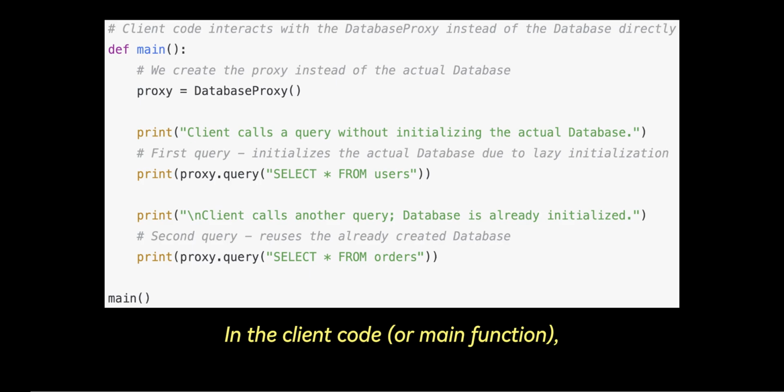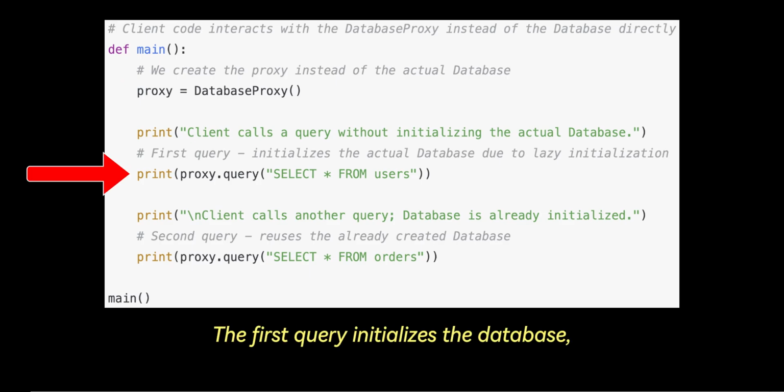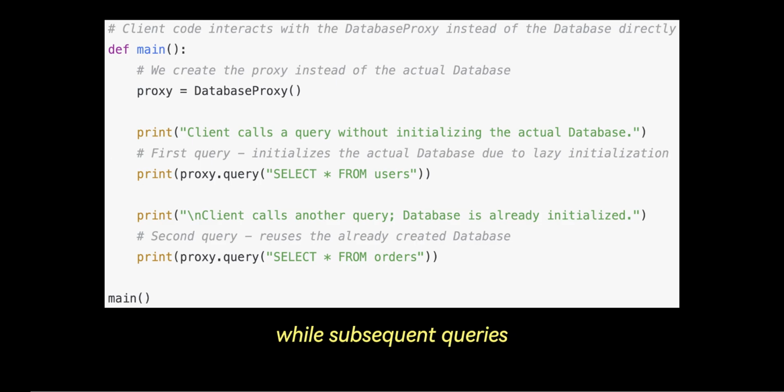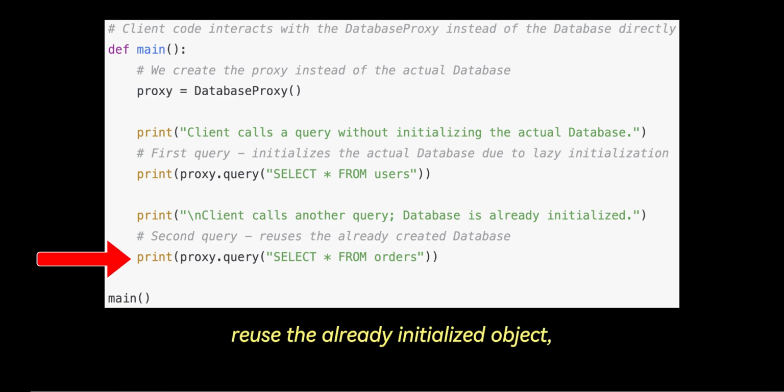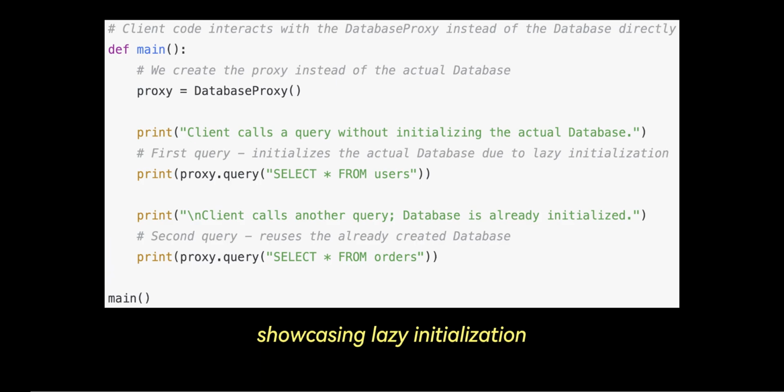In the client code or main function, the client interacts with the database proxy instead of database. The first query initializes the database, while subsequent queries reuse the already initialized object, showcasing lazy initialization.